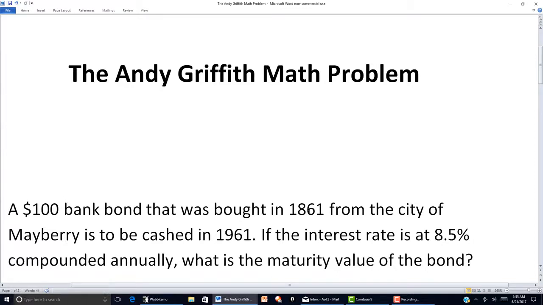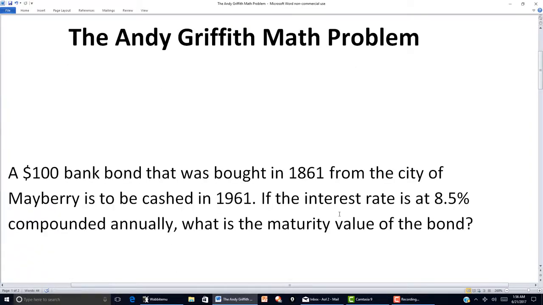1861. So at first, you see the value of the bond is $100. You think, okay, well, they get $100 and a little bit of interest. But then Andy notices that it's for 100 years. So 1861, and now it's 1961 in that particular episode. So Andy goes to the bank to calculate the interest, and he's surprised.